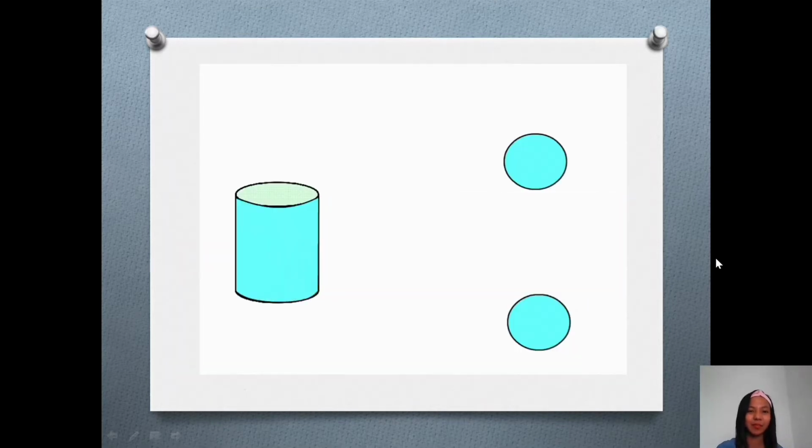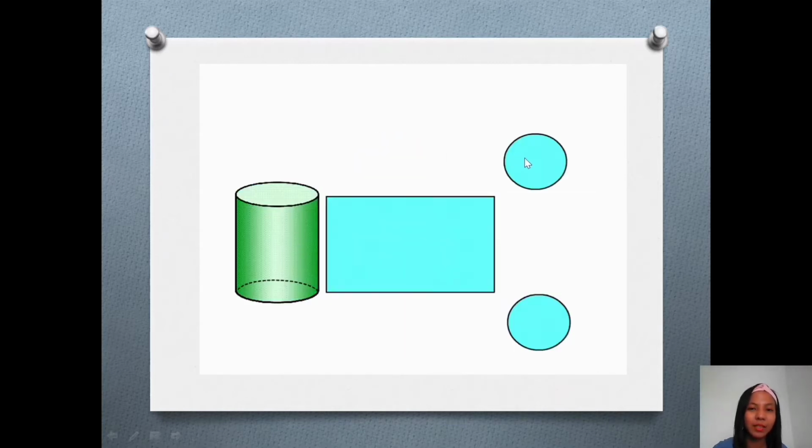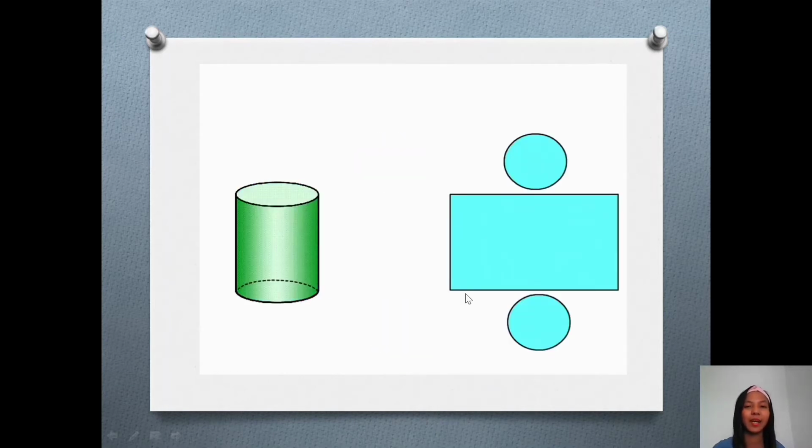Next, here is another example. This one has a body and two flat surfaces, I mean, two flat faces. Again, this is an example of a cylinder.